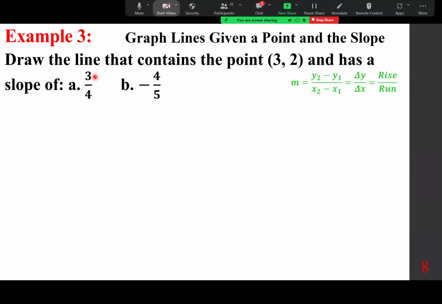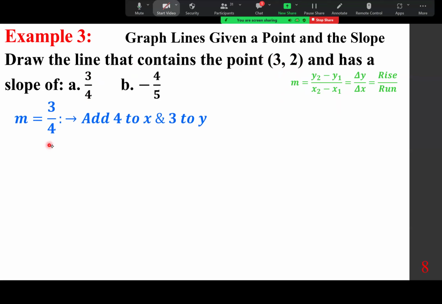Remember, the top is the change in y, so make this change for the y. That means add this to the y coordinate. The run is the change in x. So 2 is the y coordinate, it gets added to the top, and the new y coordinate is 5. 3 is the x coordinate, and we add it to the bottom because the bottom is the change in x. 4 and 3 gives us 7.